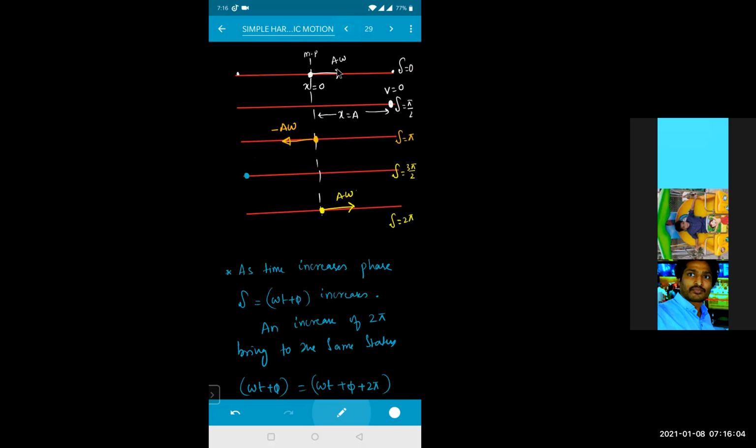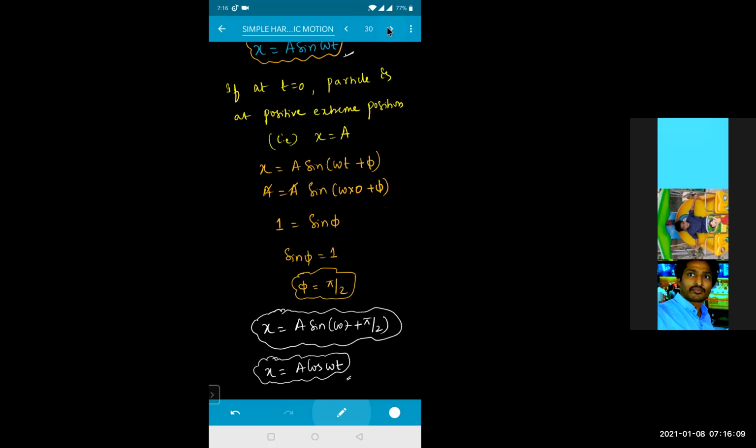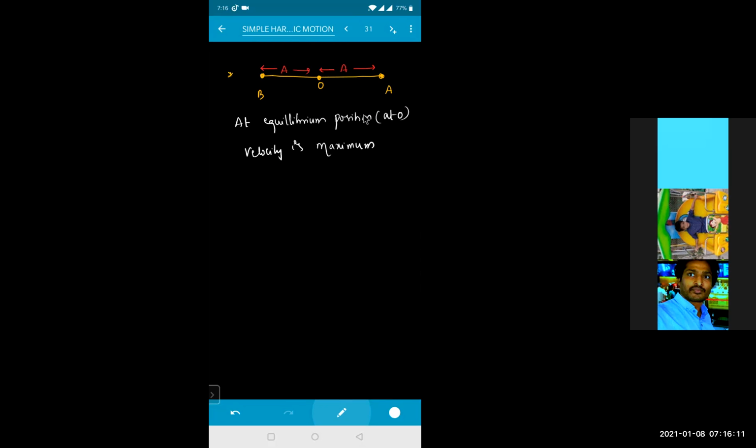Just now we saw here, at x equal to 0, velocity is maximum. V is equal to a omega, from the relation V is equal to omega under root of a square minus x square. Now keep x is equal to 0 in this one. So what will we get? V will be maximum. So V max will be equal to a into omega.